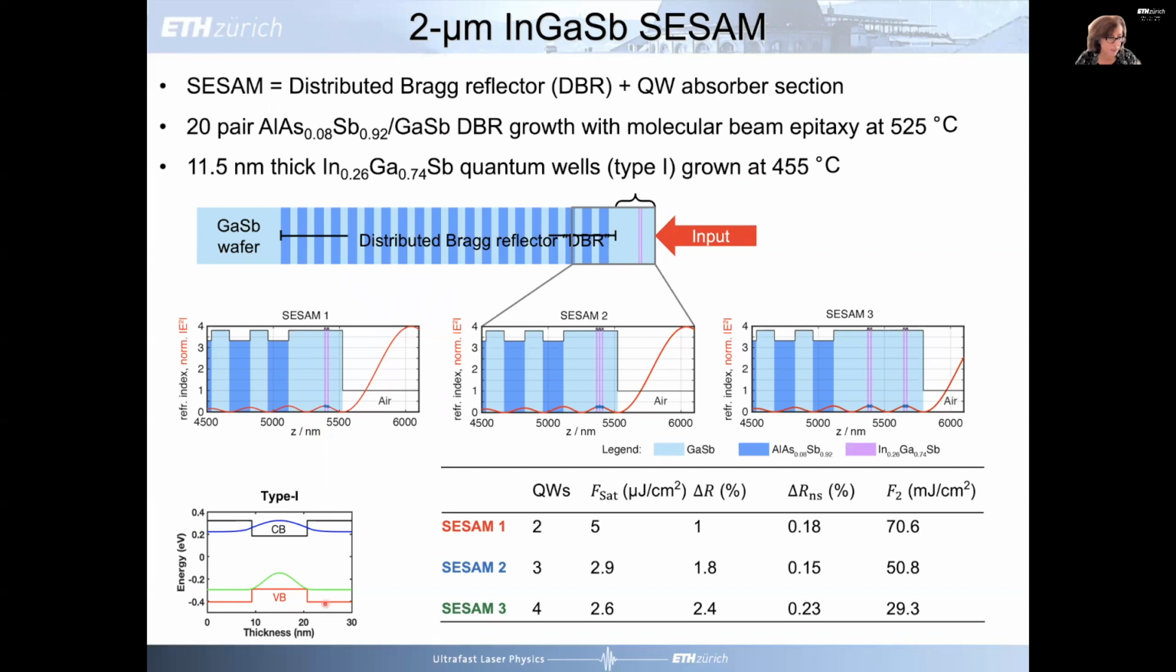And we first built 2-micron indium gallium antimonide SESAMs, which are type 1. So it's the same thing that we did in indium gallium arsenide. We again grew a high reflecting mirror, which is 20 pairs, and then we had this quantum well for the saturable absorber. We did 3 SESAMs with different numbers of quantum wells, 2, 3, and 4, and we could show in the measurement that indeed the modulation depth goes up when you put in more. It's an anti-resonant design, so the saturation fluence is really low, which is nice. And what is really important here, the non-saturable losses are a small fraction of the modulation depth, which is really essential for mode locking a VECSEL.